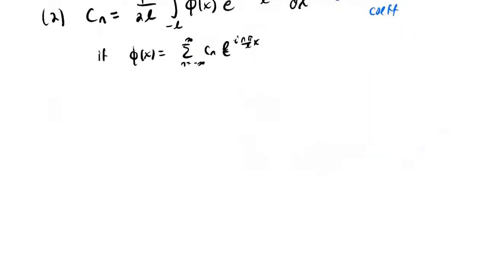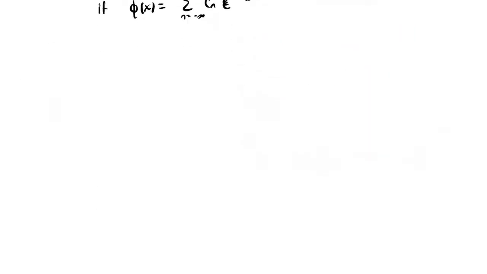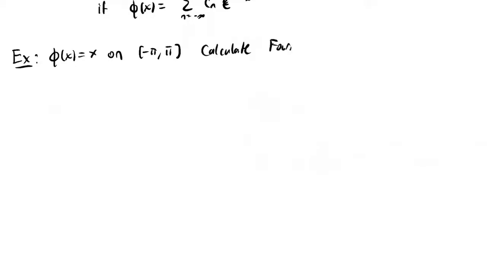So maybe as a quick example, let's suppose phi of x is equal to x. We've seen this example before, but we only did the sine and cosine coefficients. Let's say phi of x is equal to x on the domain minus pi to pi. And let's calculate the Fourier coefficients, the complex ones.